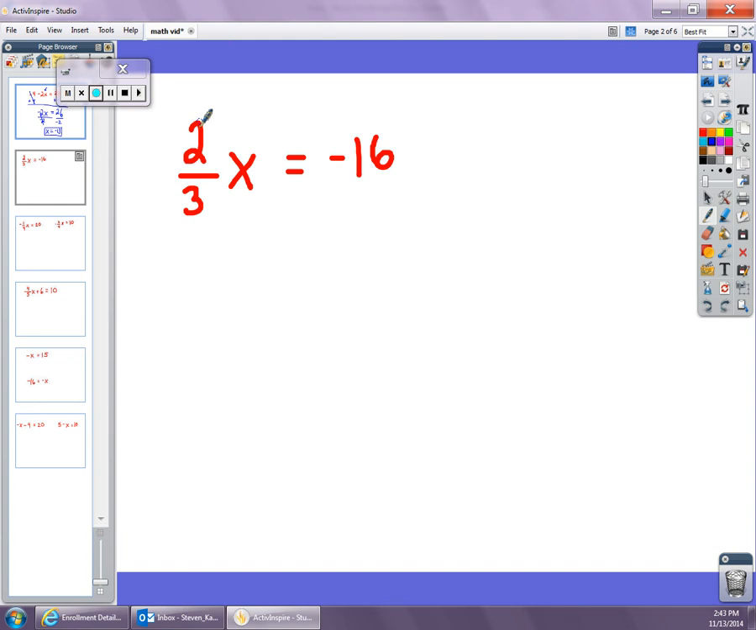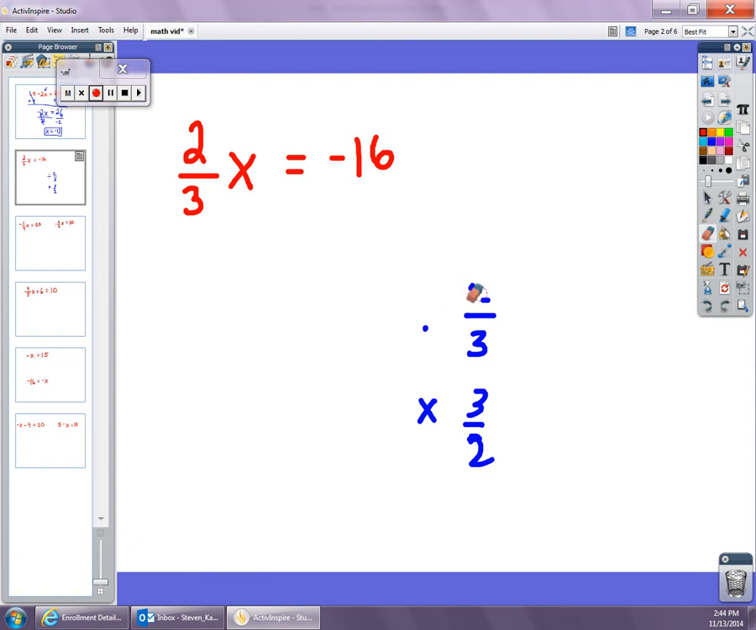Just a reminder, when you have a fraction times a variable, the way that you're going to cancel it out so that you're left with just x is you have to remember that this is times 2/3. You learned a couple years ago that when you divide by 2/3, what you're really doing is you're multiplying by the reciprocal. So instead of dividing by 2/3, you get the same answer if you multiply by 3/2, which is just the 2/3 flipped, which is called the reciprocal.